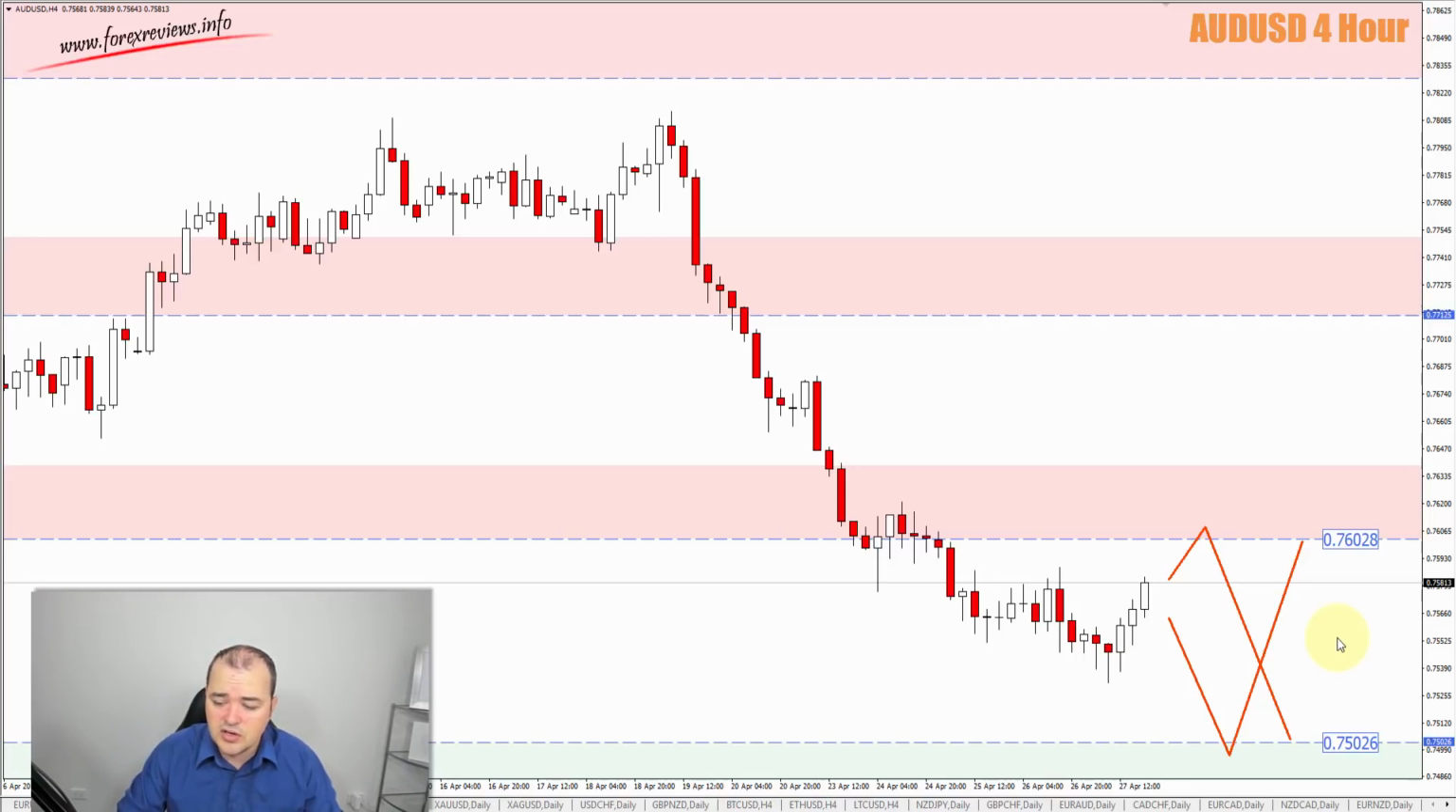And also holding the 75 zone area as an area to the downside, where I'm just looking for bullish evidence and a potential move to the upside from that important area as well. Okay, well that's that market.